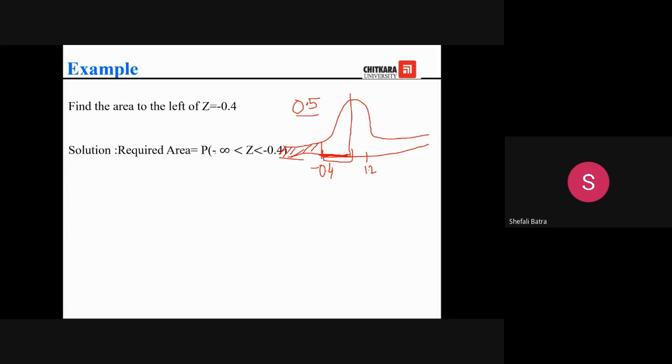See, you need to find out the area minus infinity to minus 0.4. How can I calculate it? Out of this total, I'll be subtracting this, and this area is what? 0 to 0.4. So minus infinity to 0 is 0.5 minus 0.4 to 0. इतना सा area मुझे find out करना है. Because it is in the negative term, I'll be writing it in the positive term. This total is 0.5, 0.5 minus this. So you will be getting the value of 0.4 from the table, and answer is this.